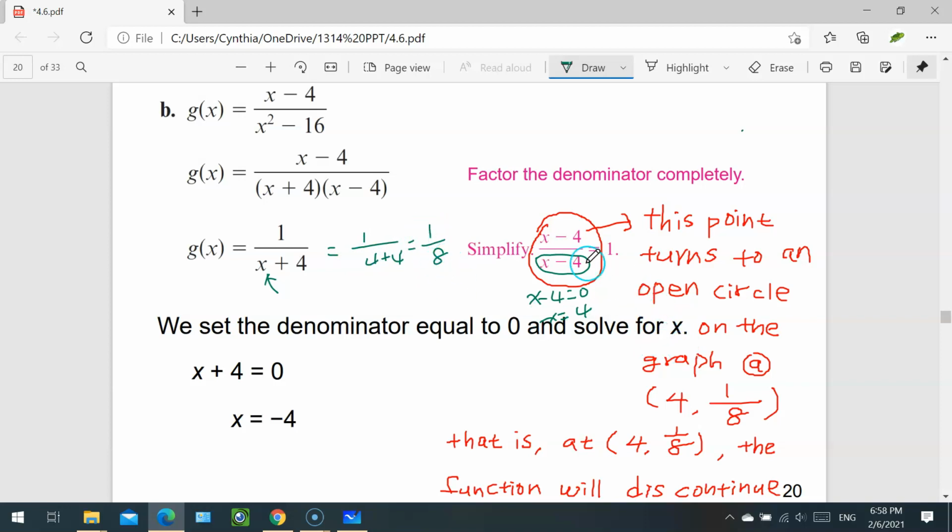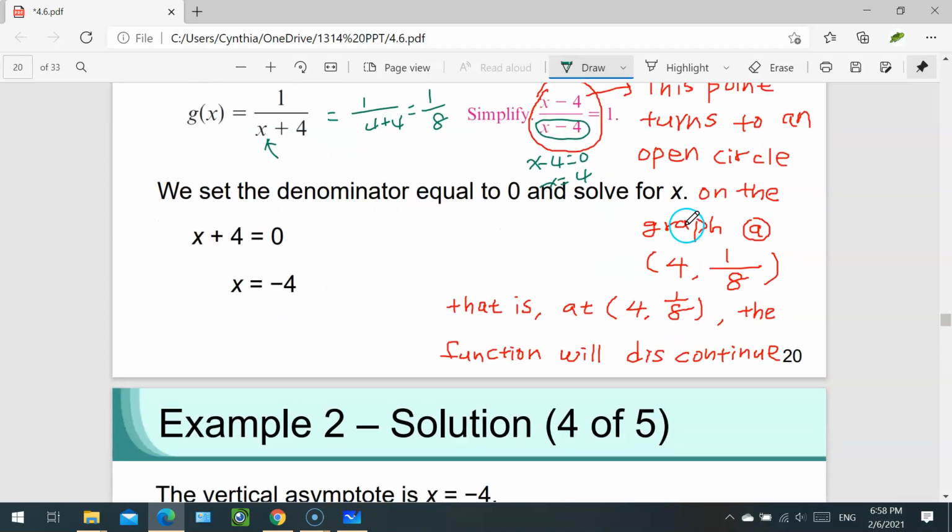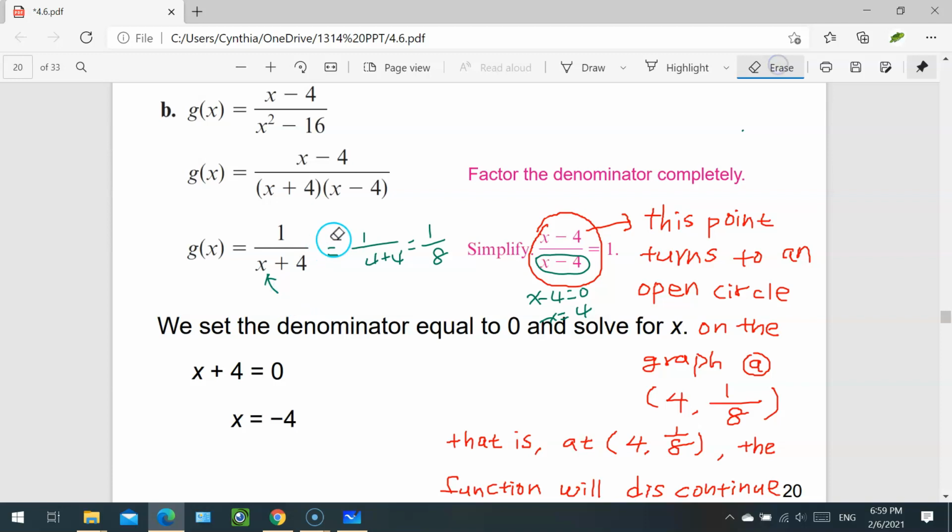So that means when you come to that location, 4, 1 over 8, you will find an open circle on the curve. In other words, at that point the function is discontinuous. So at that point, you will see an error on your calculator. If you use a calculator to see the function, you cannot find the y value at that point. Although we know the y value is 1 over 8, technically we say that point is discontinuous because of the open circle there. So this is information just to let you know.